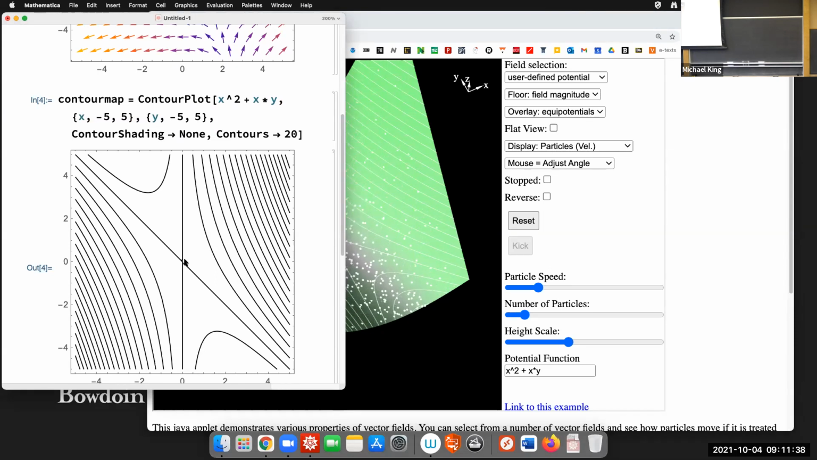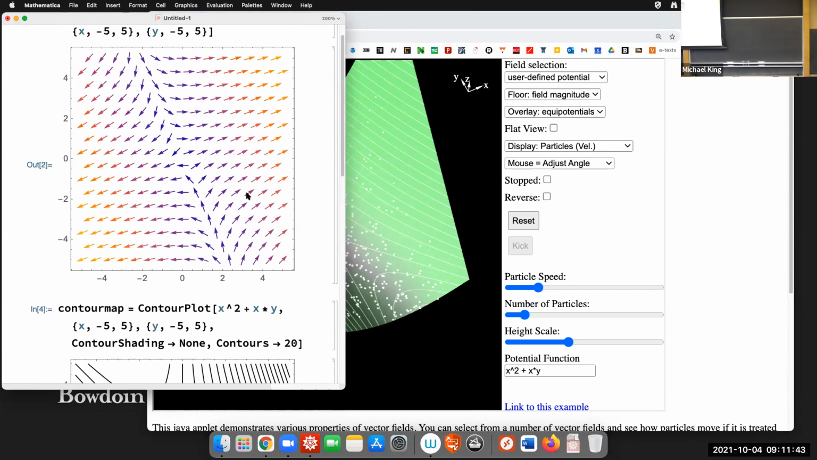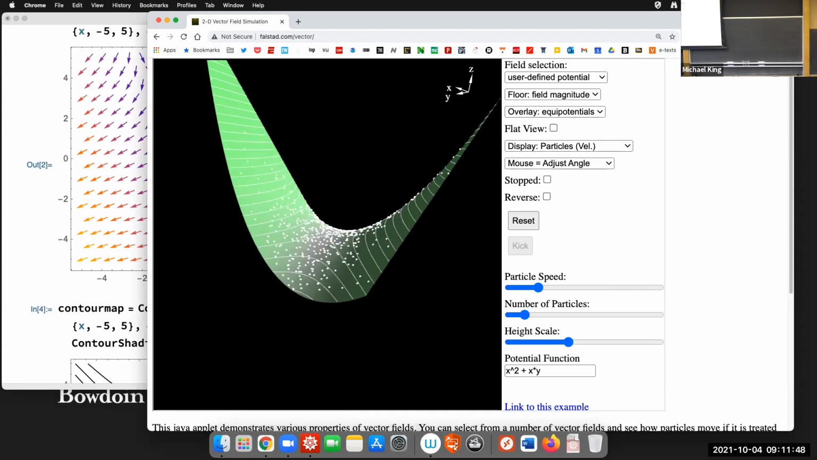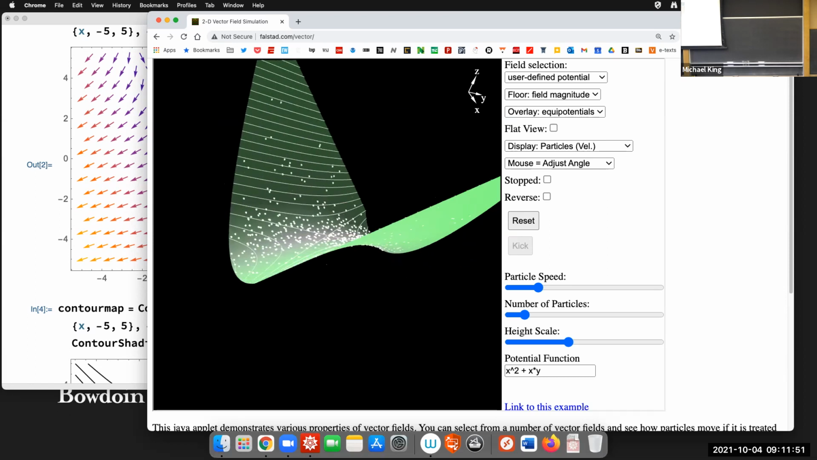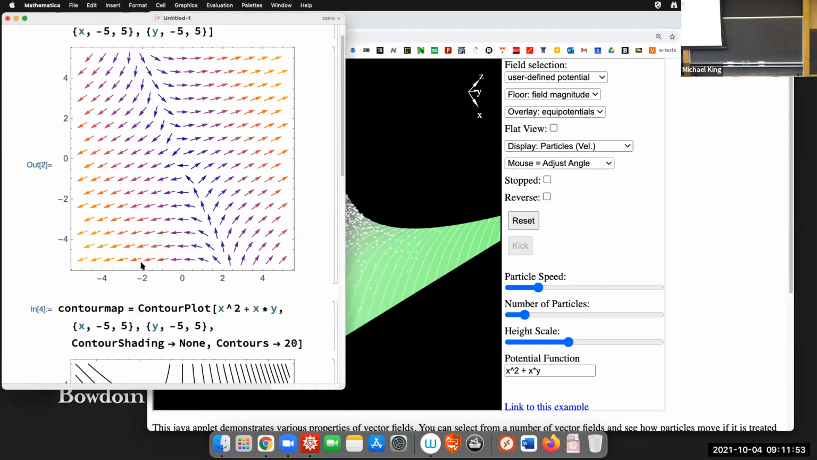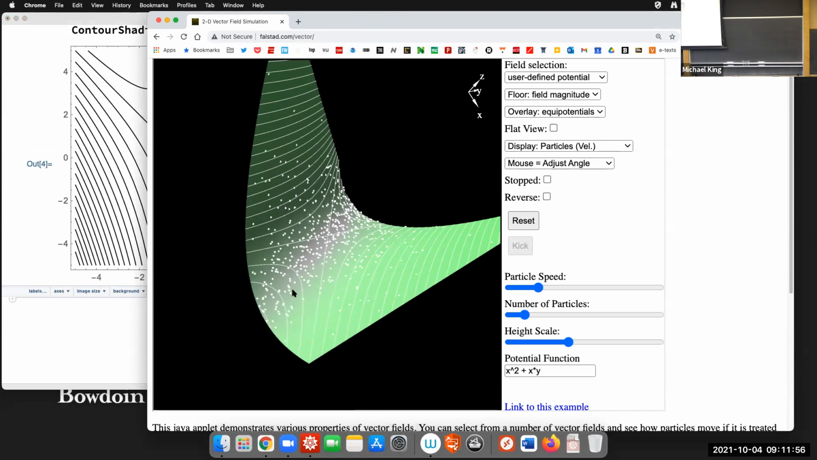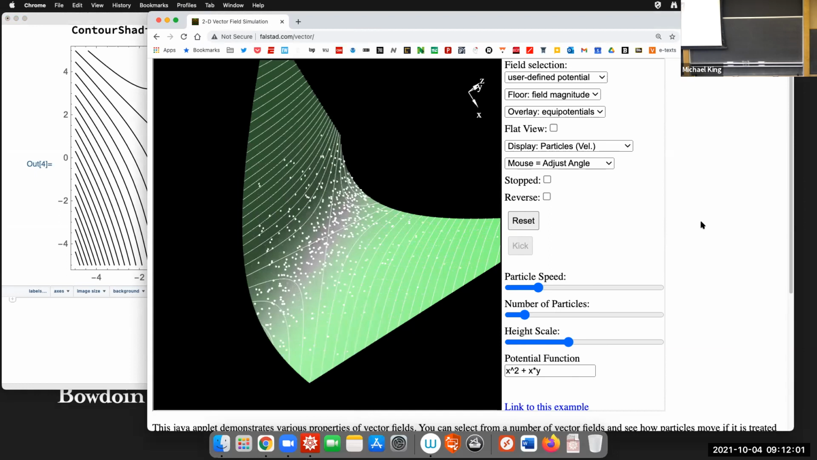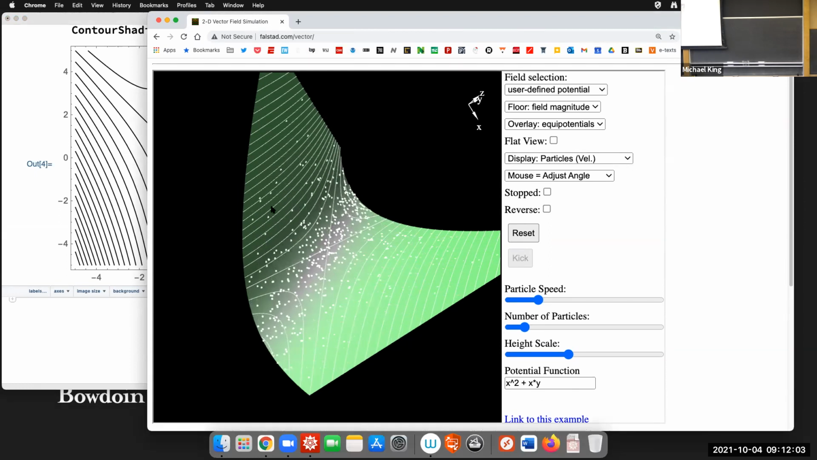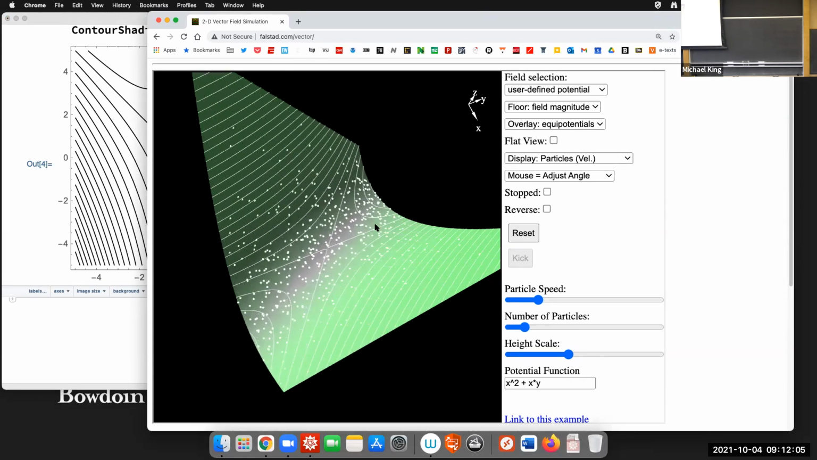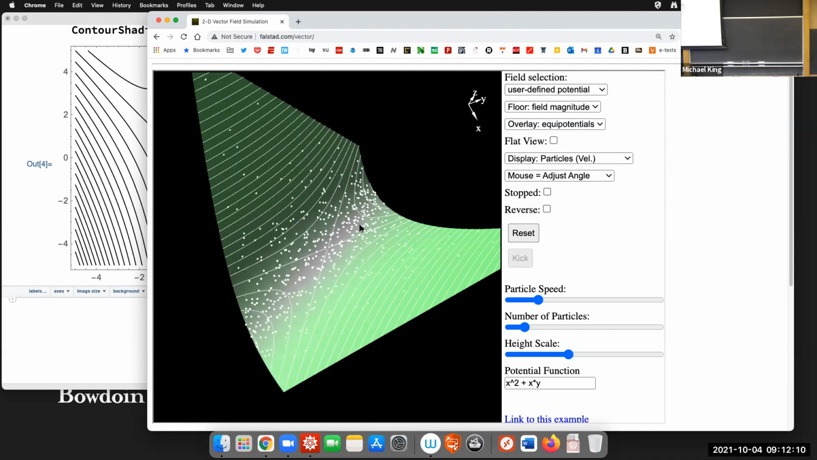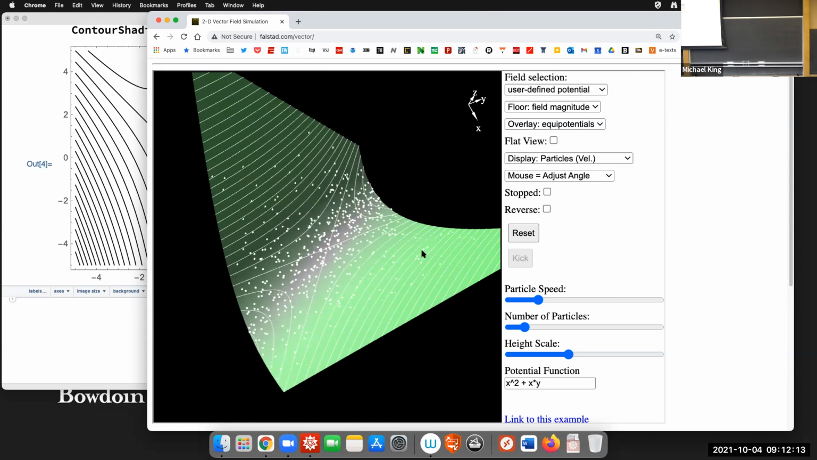So here's a contour plot of that map, and this is the 3D surface. Notice what this app does, and I'll put a link to it. I like this app because it drops a bunch of marbles on the surface and watches what happens to them as they fall down.